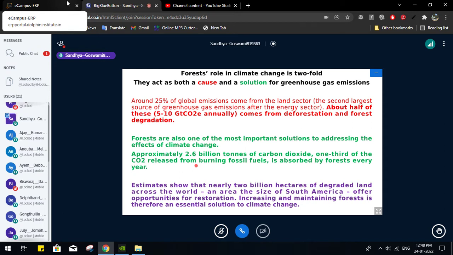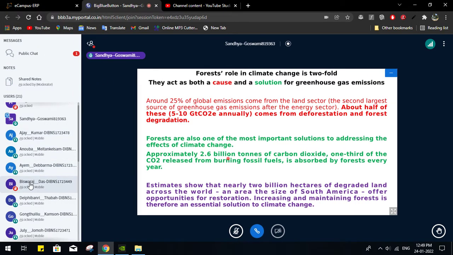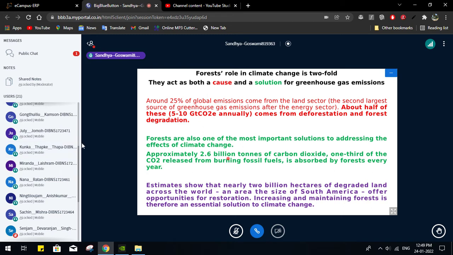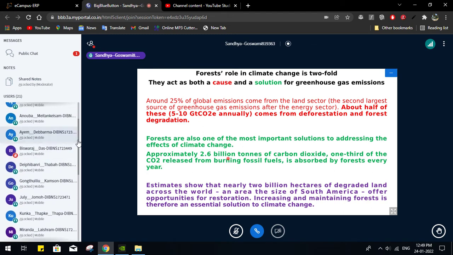So if we are capable of increasing forest area, we will be capable of reducing carbon dioxide emission, or greenhouse gas emission, to the environment. We can't say that the increase in temperature will be stopped, but that accelerated rate of increase in temperature can be reduced, right? Now estimates show that nearly 2 billion hectares of degraded land across the world offer an opportunity for restoration. As we are saying, annually 2.6 billion tons of carbon dioxide is absorbed by forests. So we have to increase forest area.